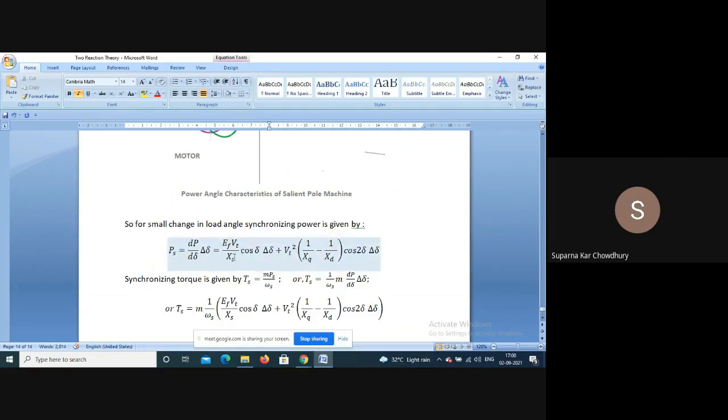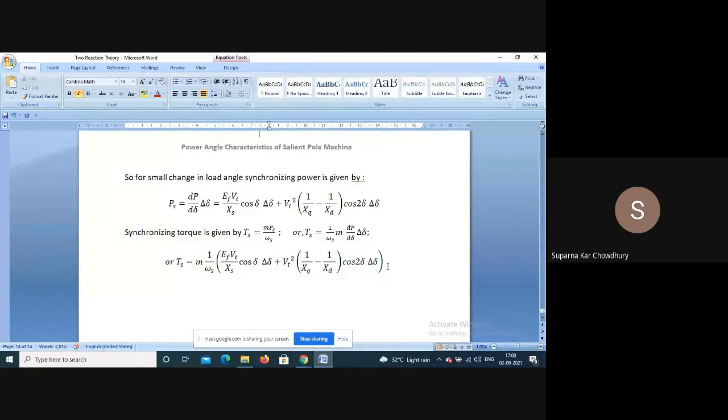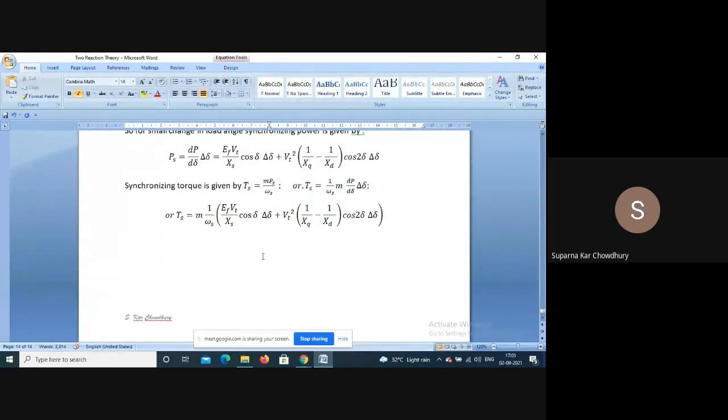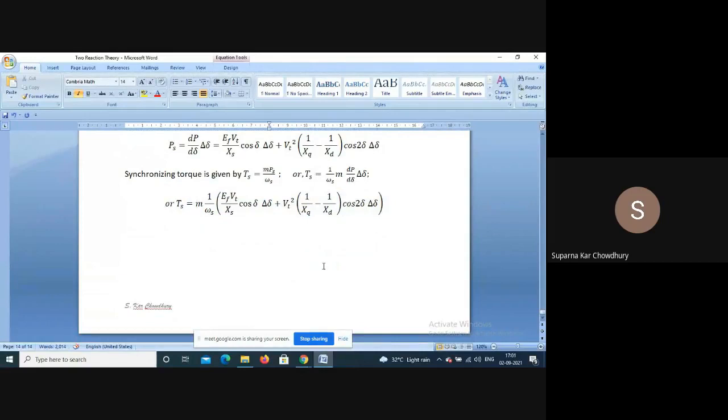So the previous expression, that is Vt by Xd cos delta del delta plus Vt square into 1 by Xq minus 1 by Xd cos twice delta del delta. Synchronizing torque will be, this is per phase power, 3 Ps by omega s. So this is the synchronizing torque.